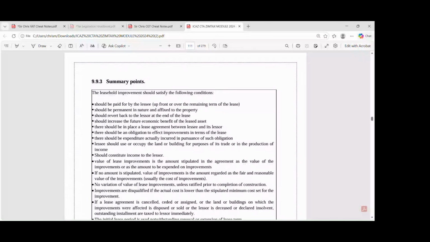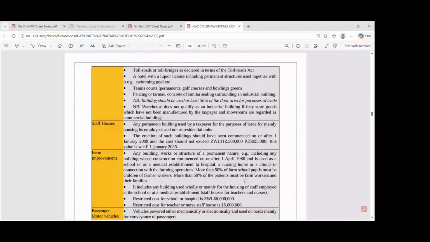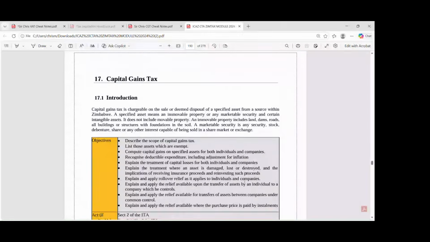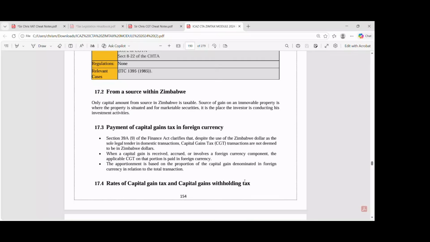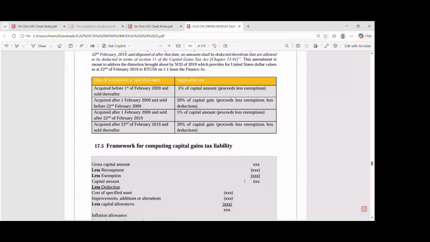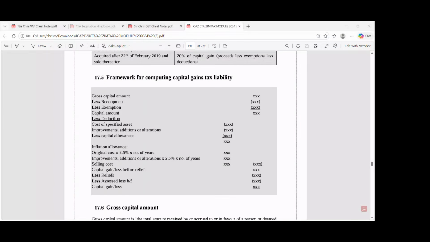Then when it comes to CGT team, so the question, when does CGT arise? CGT team, the basic, from the definition, CGT takes on what we call specified asset. What constitutes specified asset? Specified asset, we have got immovable assets, then marketable securities.